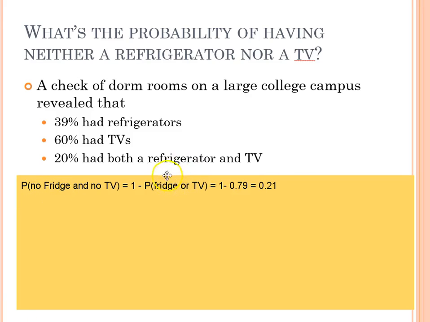So we've calculated the probability of finding a fridge or a TV, and we've done that in the last video. So take a look back at that last video, and you'll see that the probability of having a fridge or a TV is 0.79. And when we subtract that from 1, we get the probability of having no fridge and no TV, which is 0.21.